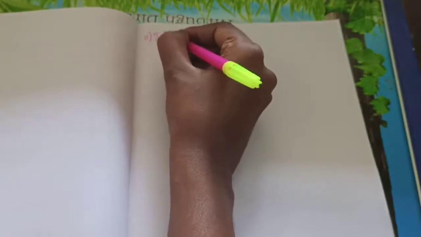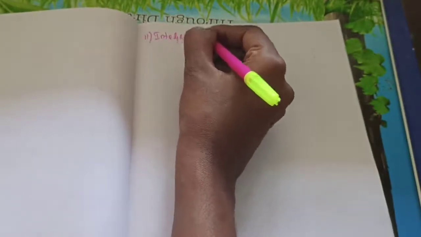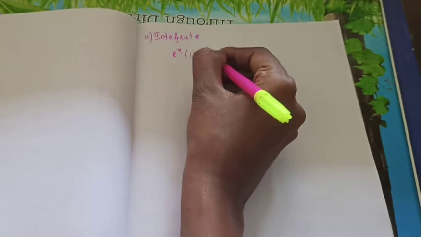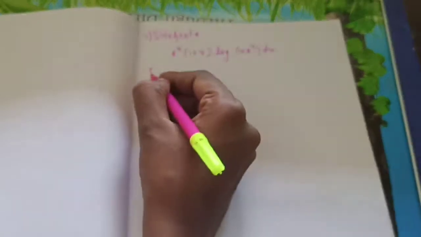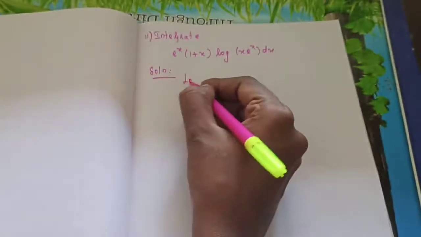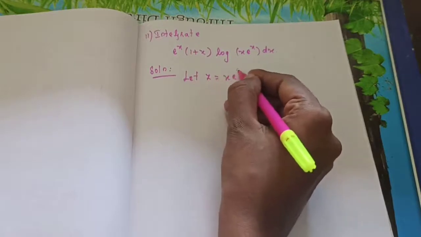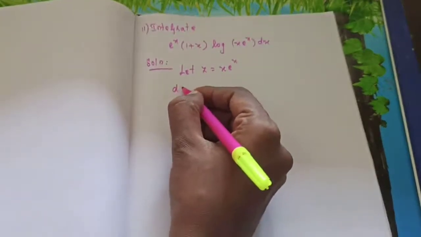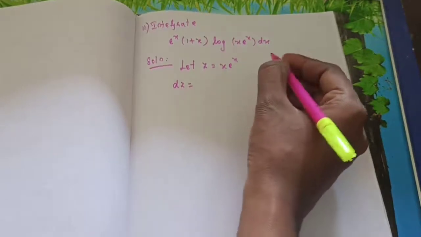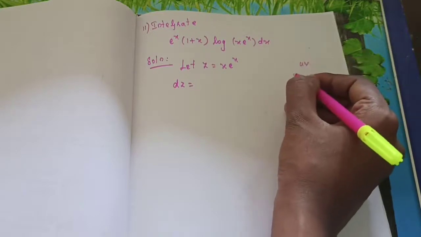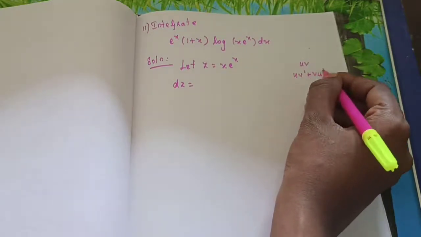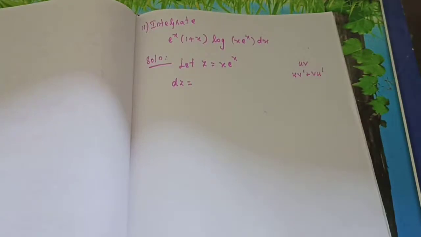Okay, students, listen. Let's move to the next question. Integrate e power x into 1 plus x log of x e power x dx. Solution. Let z be equal to x e power x. So dz is equal to, you need to follow the uv method. In the last year portion you have learned the uv method, that is uv dash plus vu dash. Do you remember?